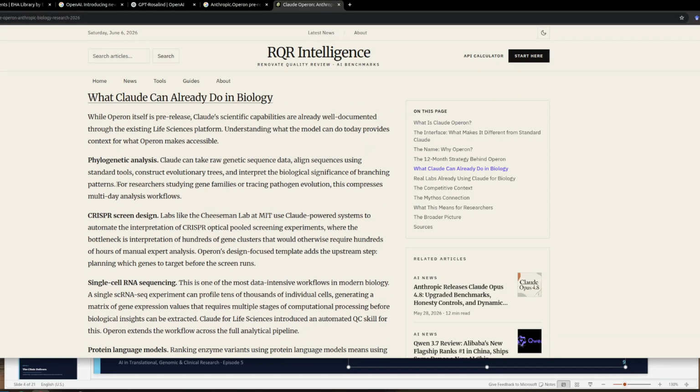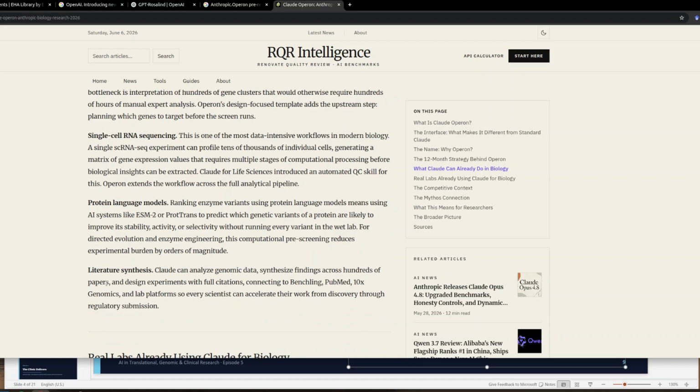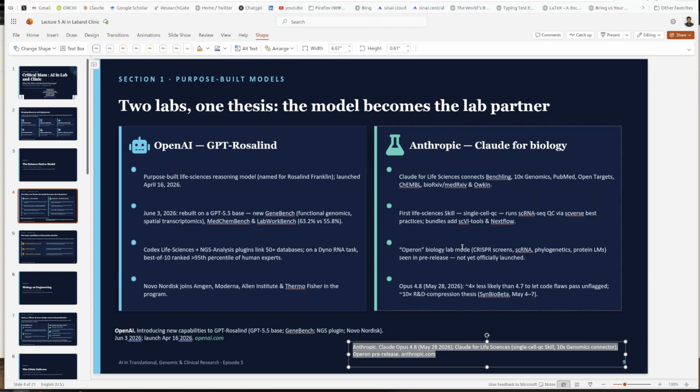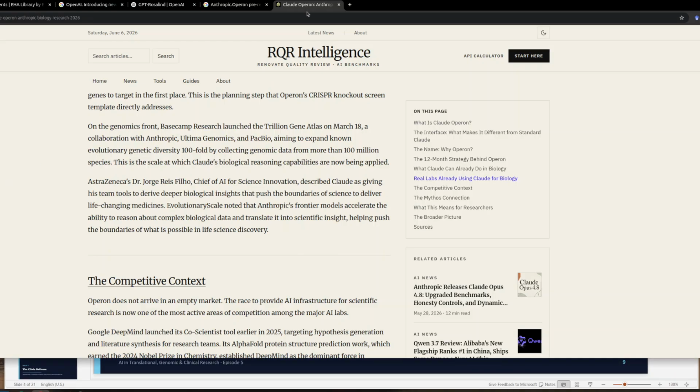So it can go through the phylogenetic analysis, CRISPR screen, single cell sequencing, protein language model, literature synthesis, a lot of things. I mean, that would be fantastic to evaluate in real time. So I would look for that. Also, this is something new. Also, like 4x likely, less likely that 4 let code flawless. So there is something that I would also like to talk about.